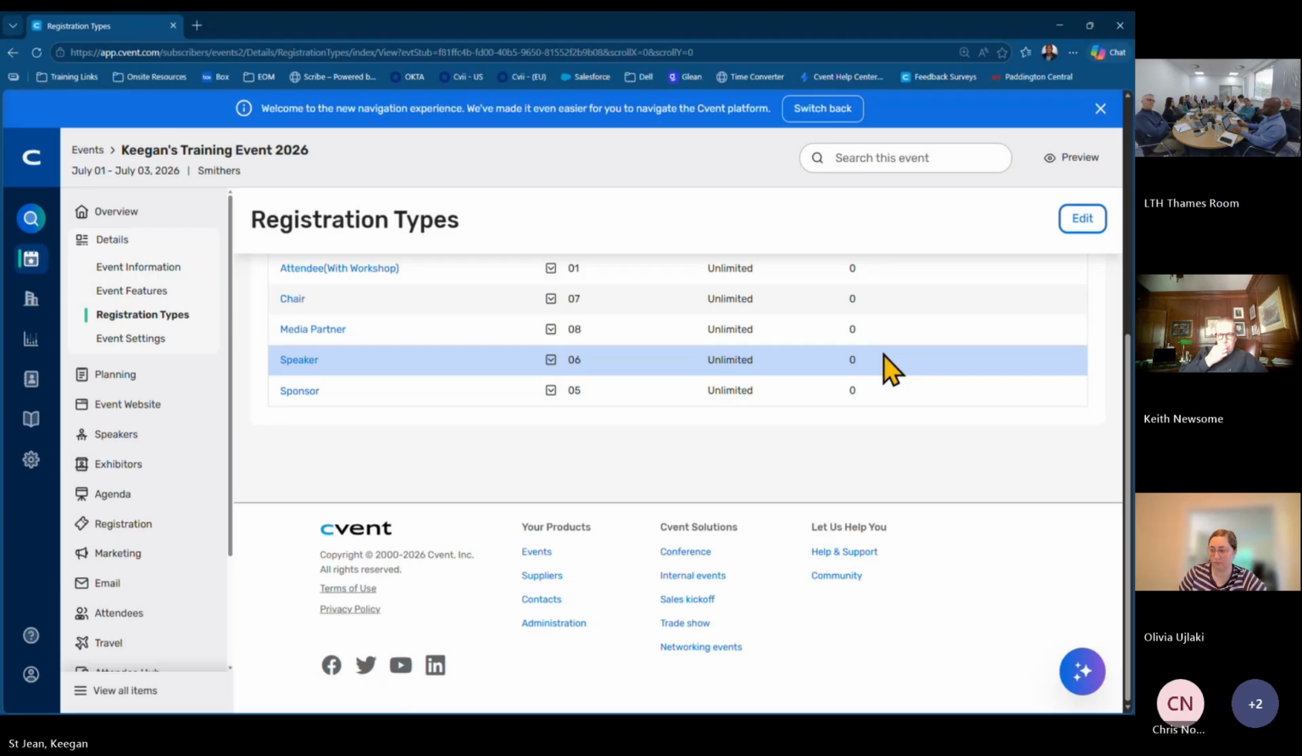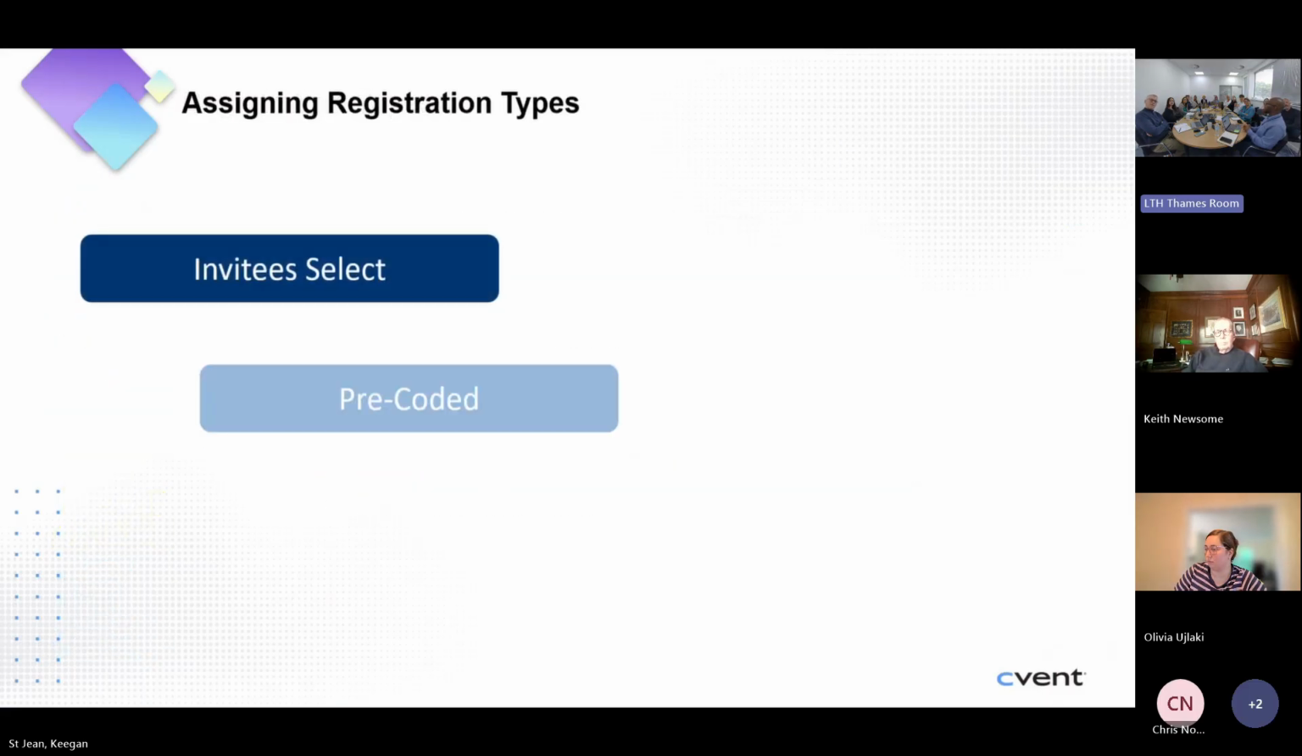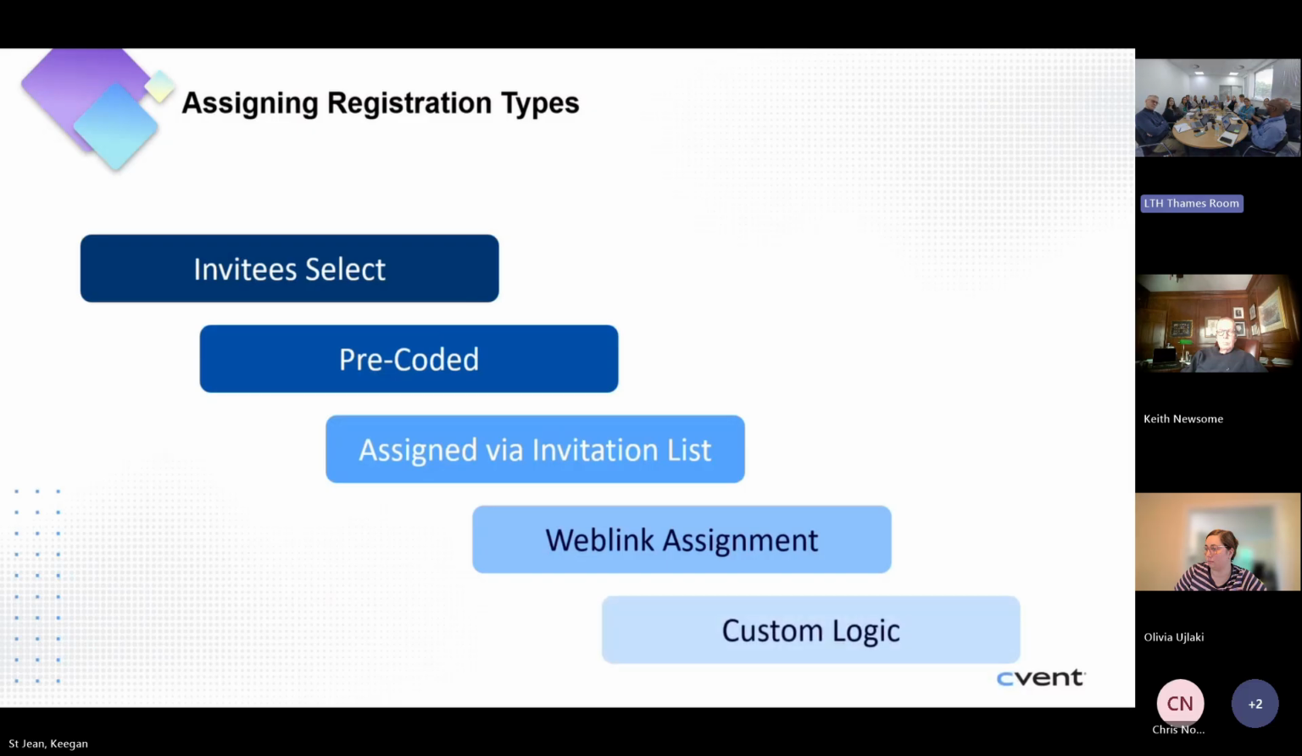Okay, cool. So those are our registration types. The next feature I want to talk about is how to assign registration types. So we have 5 ways of assigning a registration type. I've created a speaker registration type. How do I identify Keegan as a speaker so that he sees that logic during registration? We can do that by the invitee selecting themselves. So on the registration process, they see a drop down, they say, I am a speaker, and then they get that speaker registration logic.